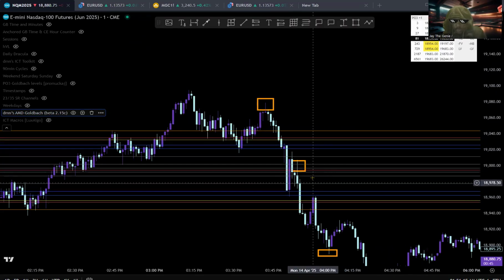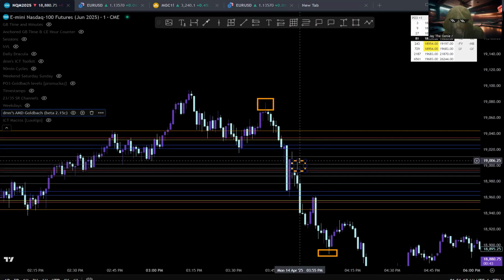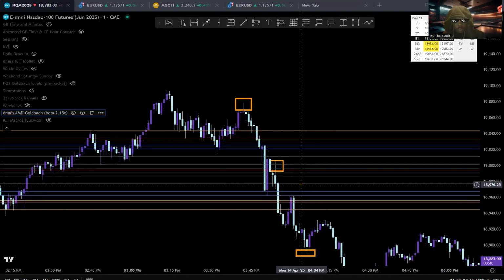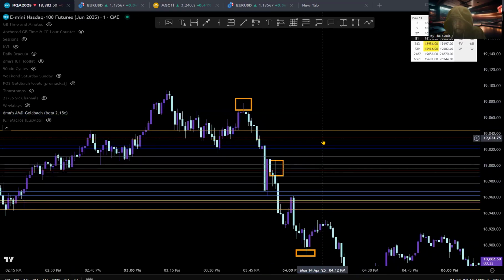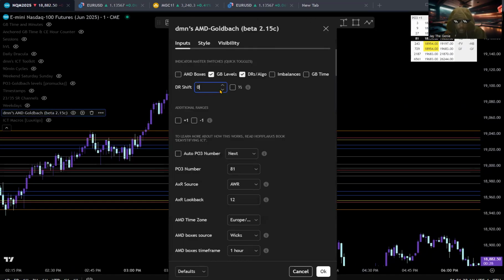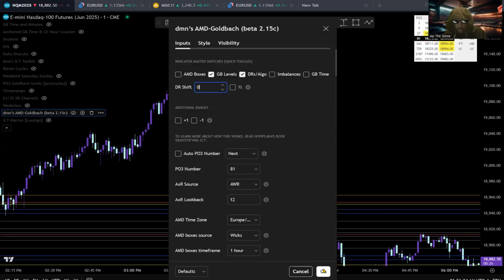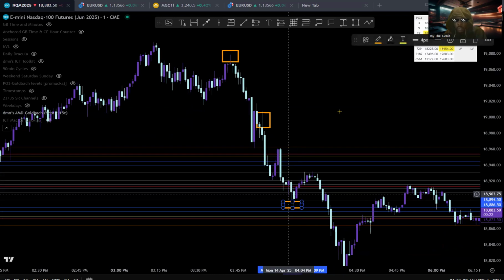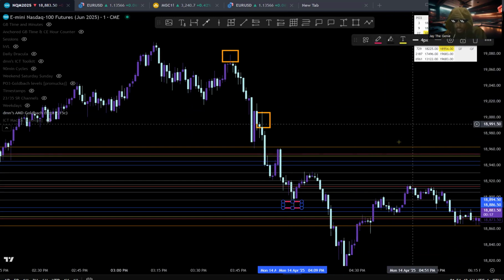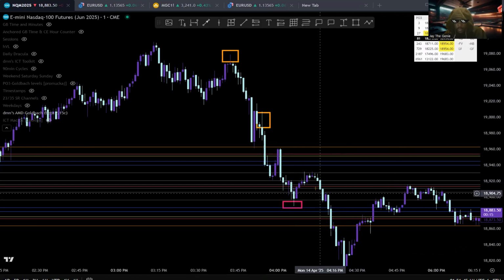Okay. So right here, we got breaker level. Right here, down. So that's our mitigation. And let's drag it again. We got, well, this one's liquidity, so we'll change a color and whatnot. And then we got mitigation block again.